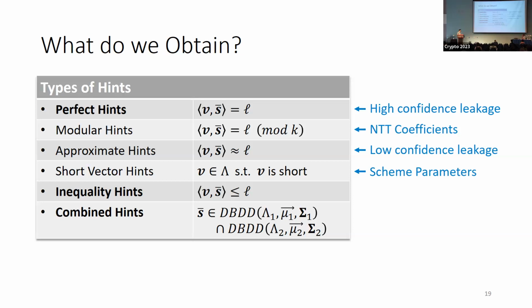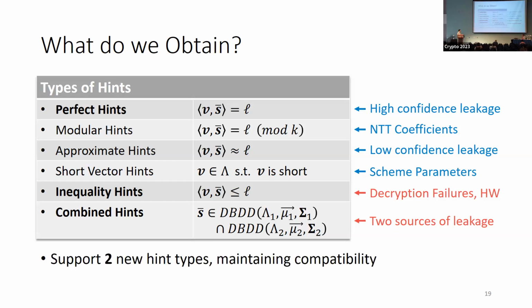The first set is we can support linear inequalities, and you can do certain things like integrate decryption failures exactly, or maybe you say functions are greater than 0, or specific things about Hamming weight. Or if you have two sources of independent leakage, maybe you've done two different measurements at independent times, but they're on the same key, you can fuse those instances in an intelligent manner. And as I said, we support these two new hint types, and we maintain compatibility with all prior hints as well.